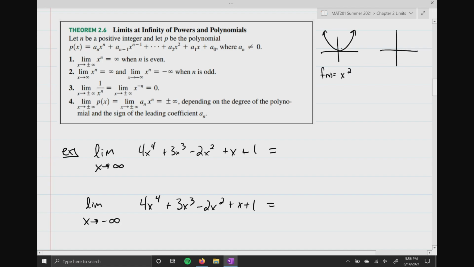And the second is going to be f of x equals x to the third, because those two are going to help us out with learning all four of these properties in this theorem here.